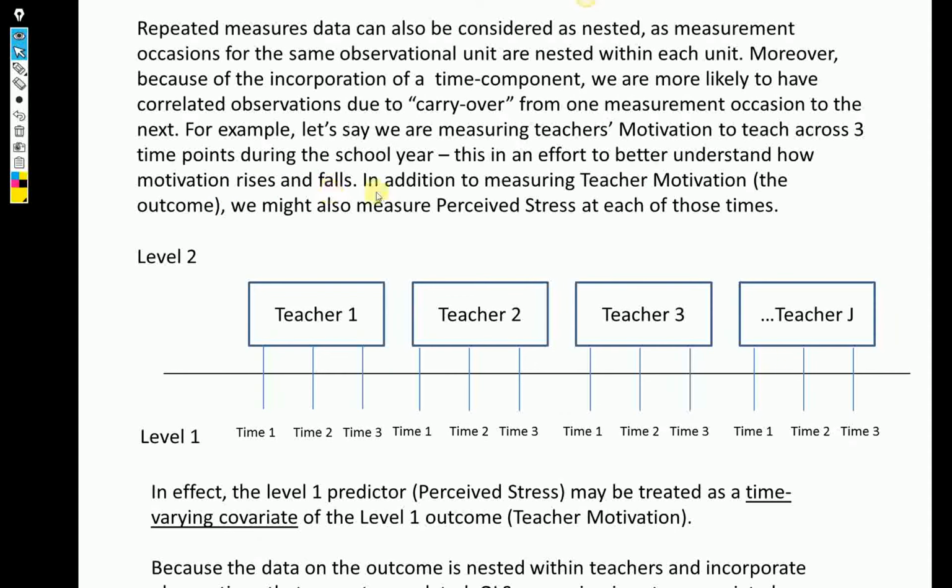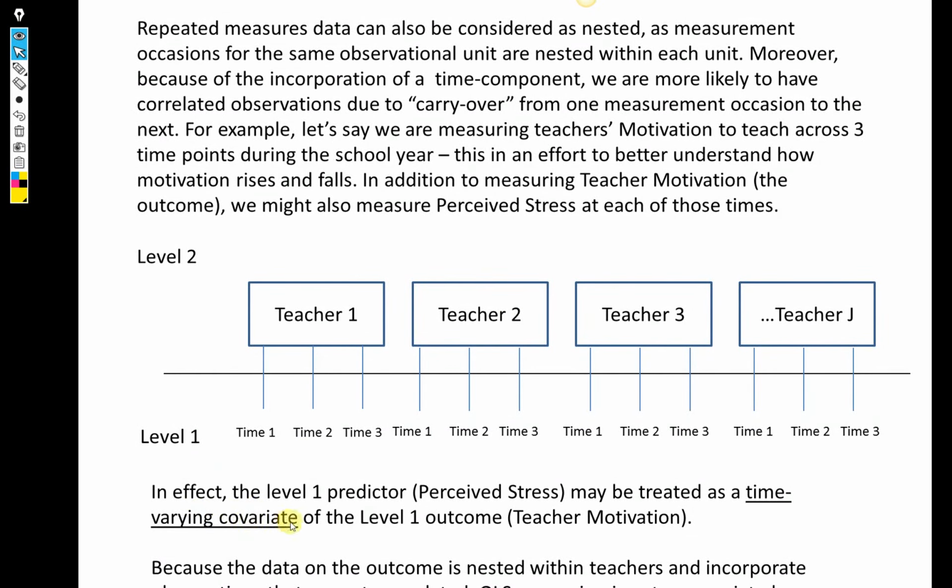So in effect, we look at perceived stress as a time varying covariate of the level 1 outcome, being teacher motivation. And like I said, you could think about it as there may be carryover effects from one time to another when it comes to measuring the outcome variable, teacher motivation, and perceived stress.